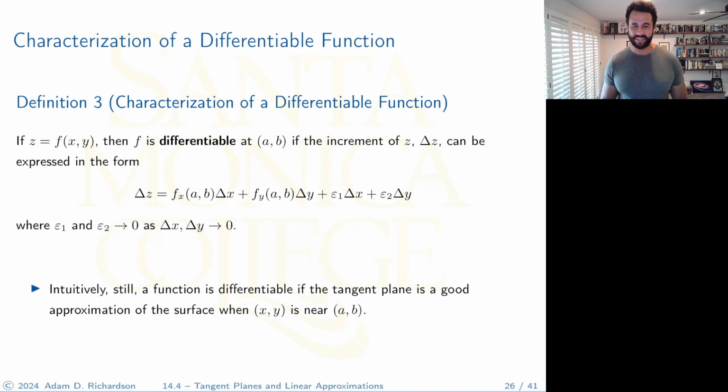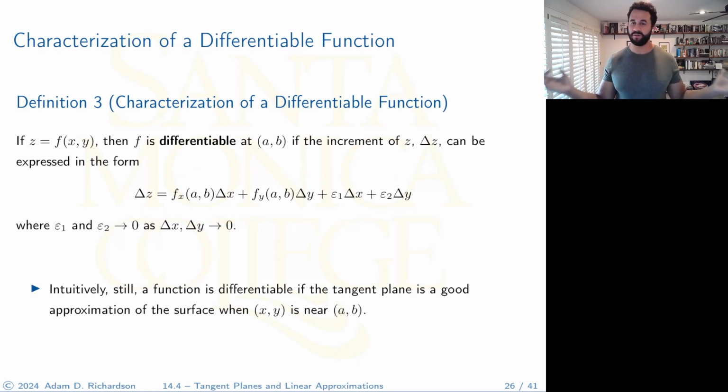Okay, so here we go. We say that f is a differentiable function if the increment of z can be written in this form, where epsilon 1 and epsilon 2 go to 0 as delta x and delta y go to 0. So epsilon is still defined in the way that it was before. It's basically looking at the difference between the secant plane and the tangent plane. And we can make it a continuous function of delta x or delta y. And this is how we define a differentiable function.